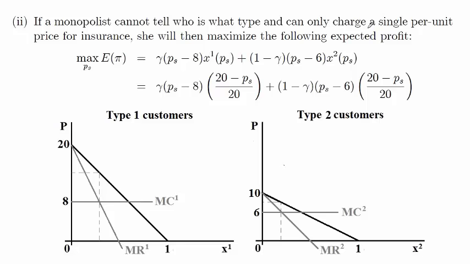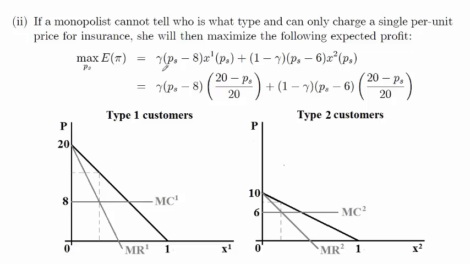So it means one price to type 1 customers and type 2 customers, and also it charges a per unit price for insurance, so it is not allowed even to charge a two-part tariff, right? So no fixed fee. Okay, so in this case the monopolist will maximize the expected profit, right? So I write the expected profit in the following form.